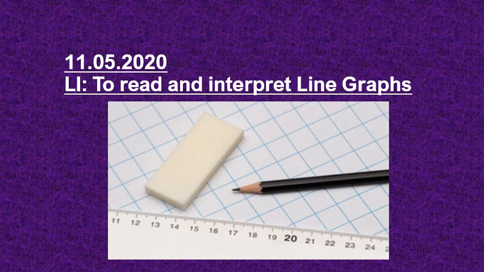Pause here to get paper, pencil, ruler, and an eraser. When you've got it, neatly write down the date and the learning intention, which is to read and interpret line graphs, and then underline it and we'll move on.